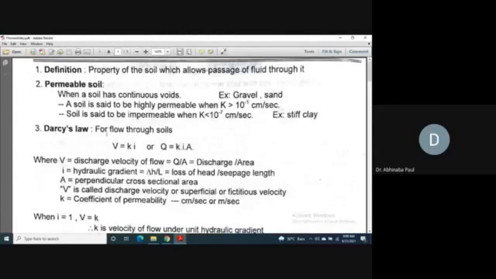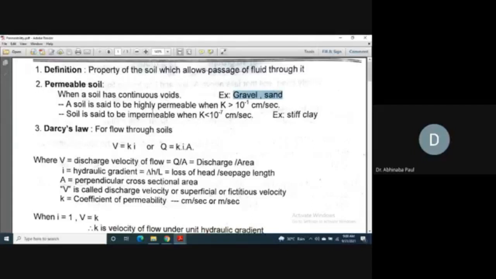So soil permeability. What is soil permeability? Soil has a lot of voids, micro voids and macro voids. Through those voids water passes. It is the property of the soil which allows passage of fluid through the void spaces. So when the soil has continuous voids, yes. In gravel and sand we can see there are lots of voids. So permeability is very high in both of these.